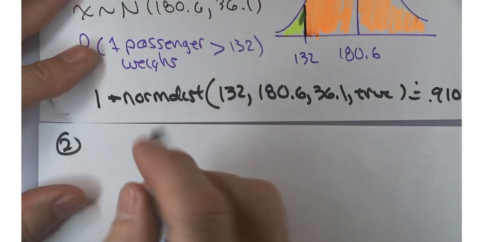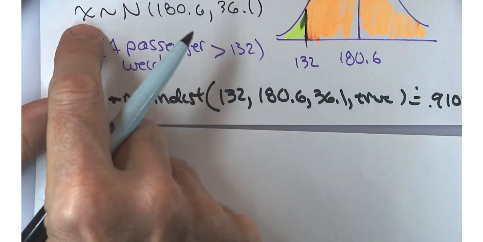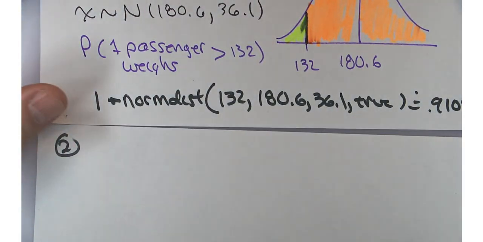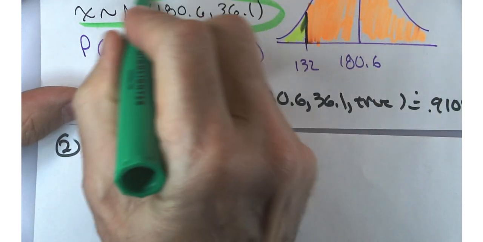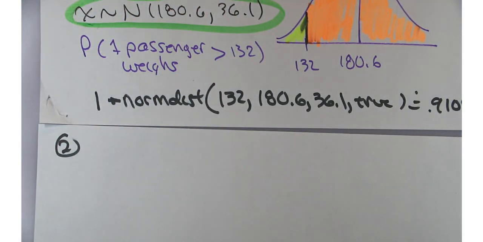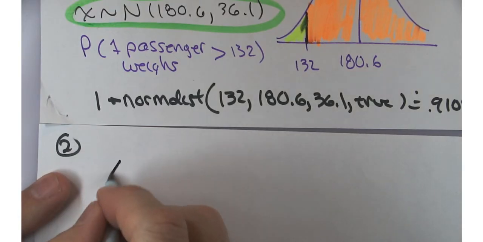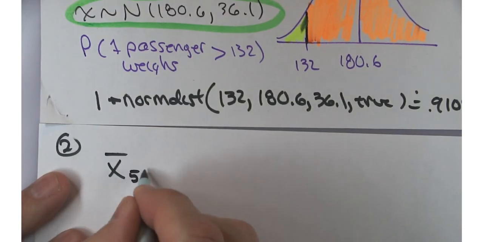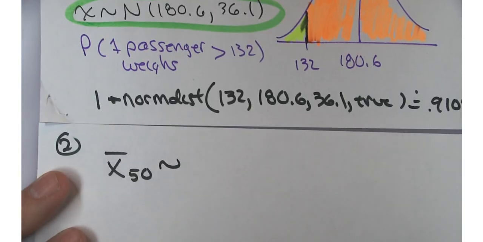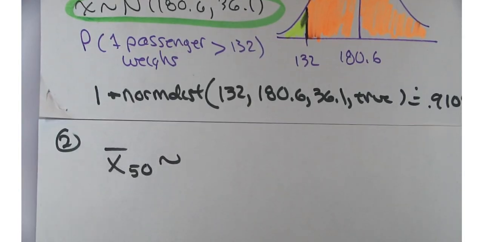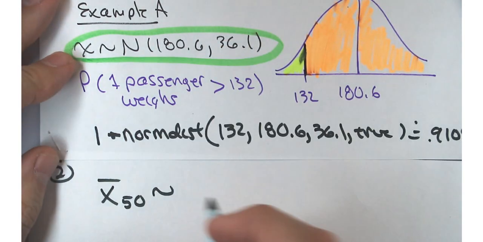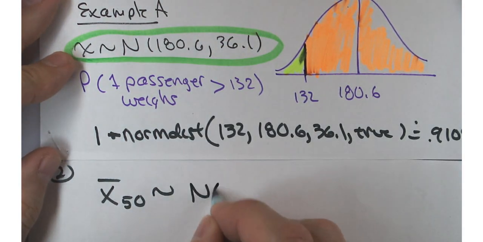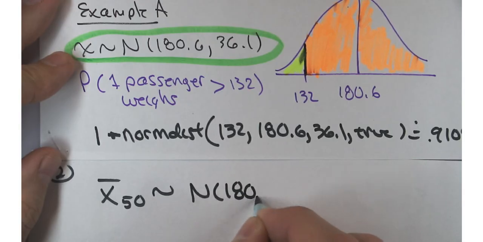So we're no longer dealing with the distribution of x. That's this right here. That was for the first part of the problem. Now we're dealing with the distribution of the sample mean. So we're dealing with the distribution of X bar for samples of size 50. And here's where your central limit theorem is kicking in. This is going to have the same mean as this one. So it's going to be normally distributed with a mean of 180.6.